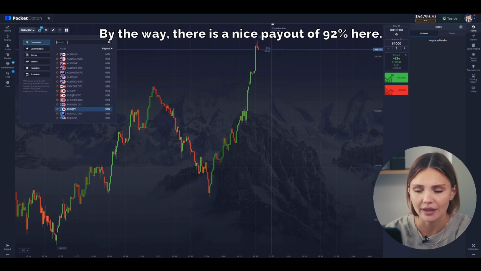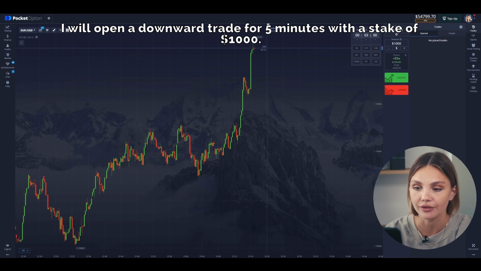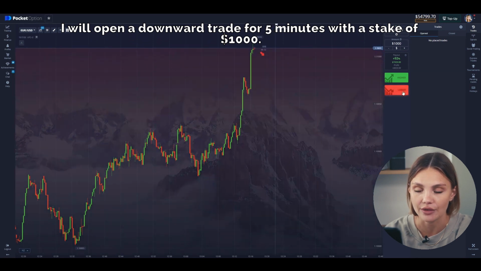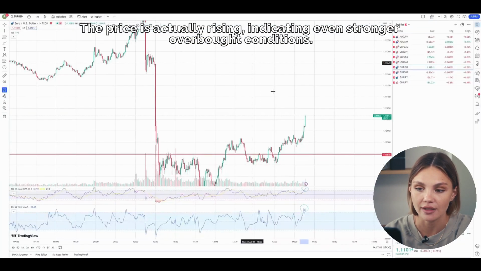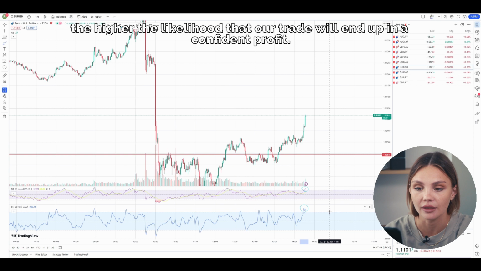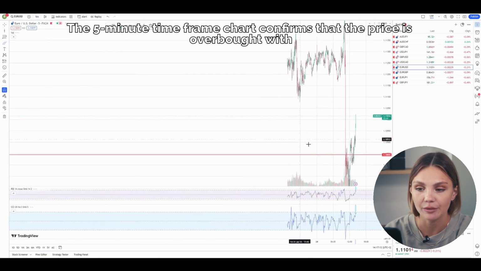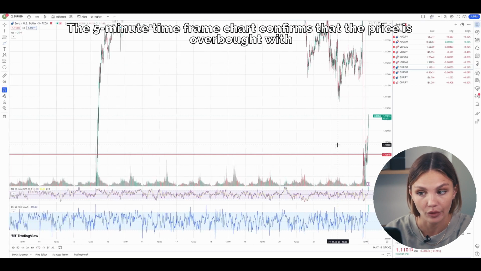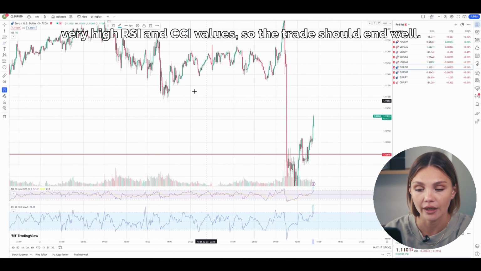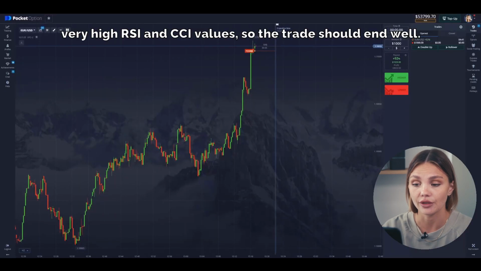By the way, there is a nice payout of 92% here. I will open a downward trade for 5 minutes with a stake of $1,000. The price is actually rising, indicating even stronger overbought conditions. This is quite good because the higher it remains, the higher the likelihood that our trade will end up in a confident profit. The 5-minute time frame chart confirms that the price is overbought with very high RSI and CCI values, so the trade should end well.